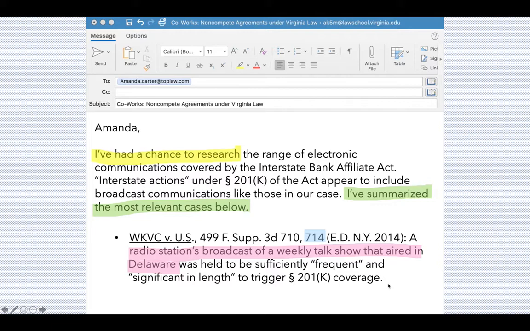And quotes, by the way, are really useful. So even in a short summary like this, if you can find a short on-target quote from your case, that's always going to count for a lot.